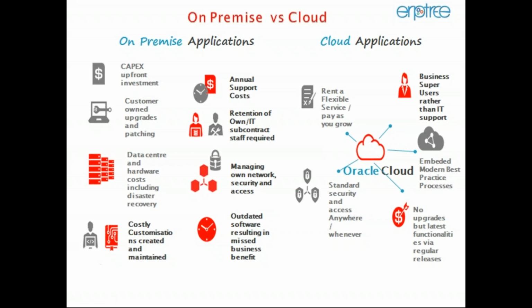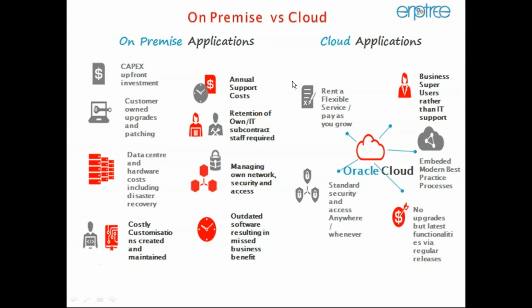You just take the subscription on a rent basis, and as you grow your applications or users, you can increase the subscription capabilities. You can subscribe for 10 more users, or subscribe to one more application. Accordingly, everything goes on a rent basis. But in case of on-premise, you have to invest a lot. The disadvantage of on-premise is customer-owned upgrades and patching. If it is on-premise, everything should be taken care of by the client team only.